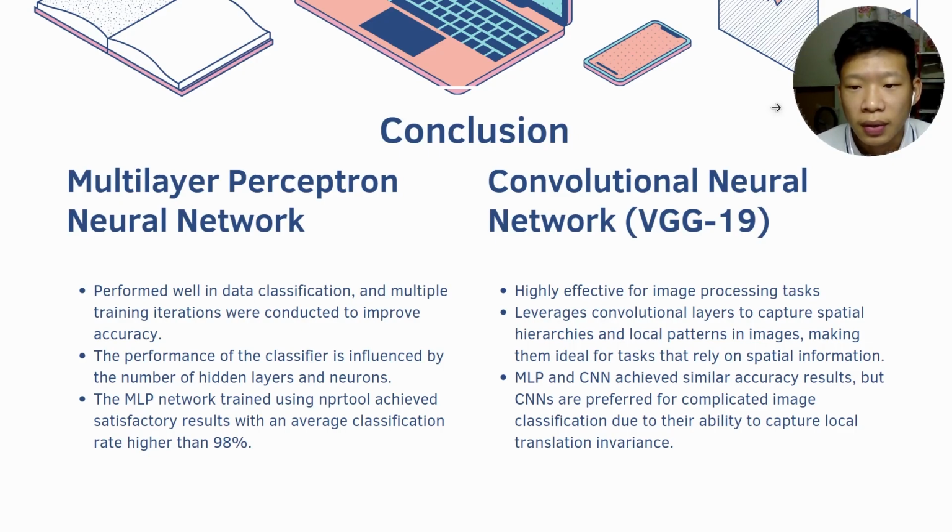In the case of convolutional neural network, the one that we use, VGG-19, is highly effective for image processing tasks, and it leverages the convolutional layers to capture spatial hierarchies and local patterns in images, making them ideal for tasks that rely on spatial information. MLP and CNN achieve similar accuracy results, but CNNs are preferred for complicated image classification due to their ability to capture local translation invariants.